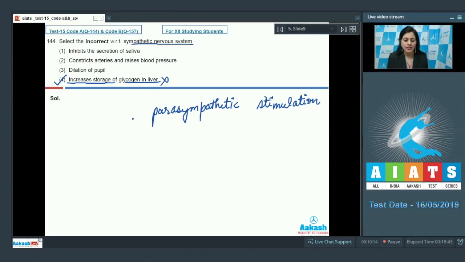Let's discuss rest of the options. The very first option given is inhibits the secretion of saliva, and as it is a correct function of sympathetic nervous system, this cannot be a correct answer to our question. Next option given is constricts arteries and raises blood pressure, and as we know that during emergency conditions there is constriction of blood vessels which eventually results in increase in blood pressure. So as it is a correct statement with respect to sympathetic nervous system, this cannot be a correct answer to our question. And the next option given is dilation of pupil, and as it is also a correct option with respect to sympathetic nervous system, this cannot be a correct answer to our question. So the correct answer to this question is option number 4. Let's discuss our next question.